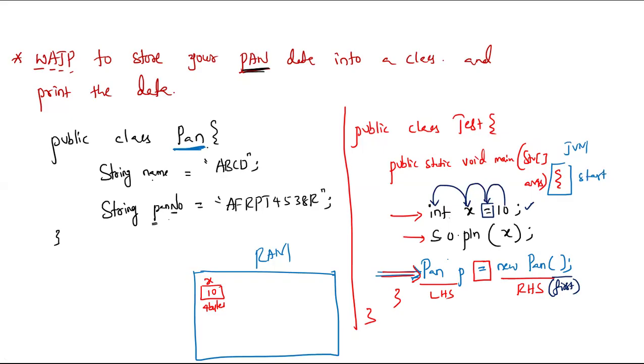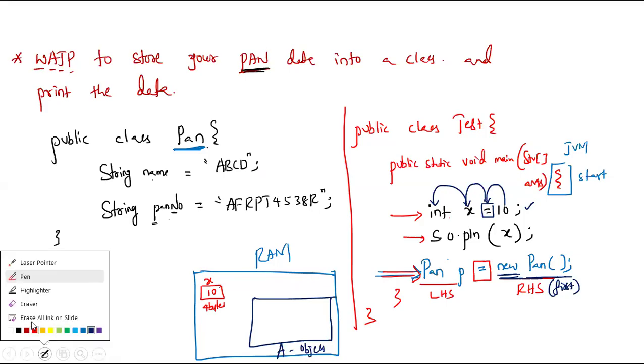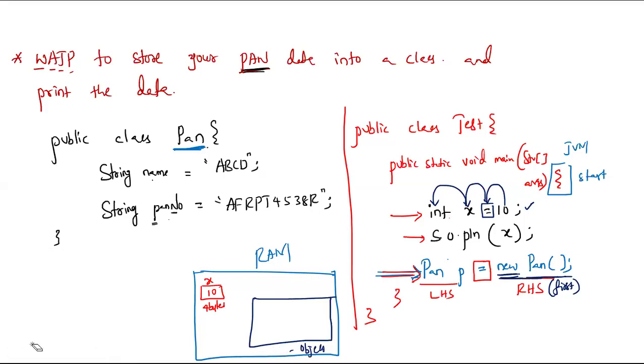Understood? Then here, because this right side code is executed first, what is there? New keyword. What's the purpose of new? New is responsible for creating the object. So what is an object? It is again some part of memory only. This is the object for a class. So what's our class name? PAN. So it is a PAN class object.